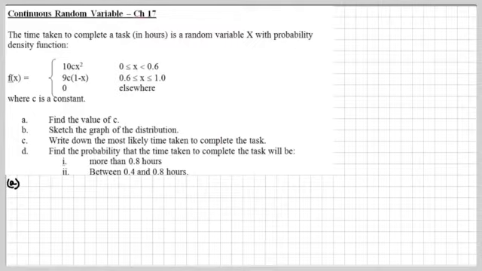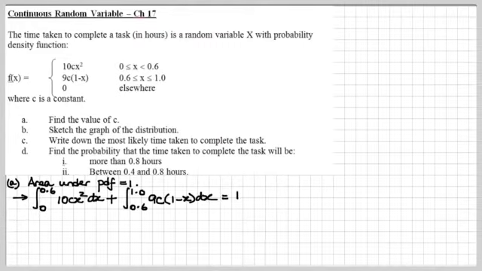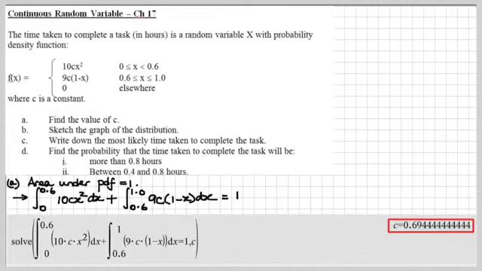Alright, here we go. This is my attempt. Part A: find the value of c. Well, the area under a probability density function has to equal 1, doesn't it? So we can form that equation where the area under the first bit from 0 to 0.6 plus the area of the second bit from 0.6 to 1 must equal 1. We've just got to solve that for c. I've done it on the CAS and I've got this value here.